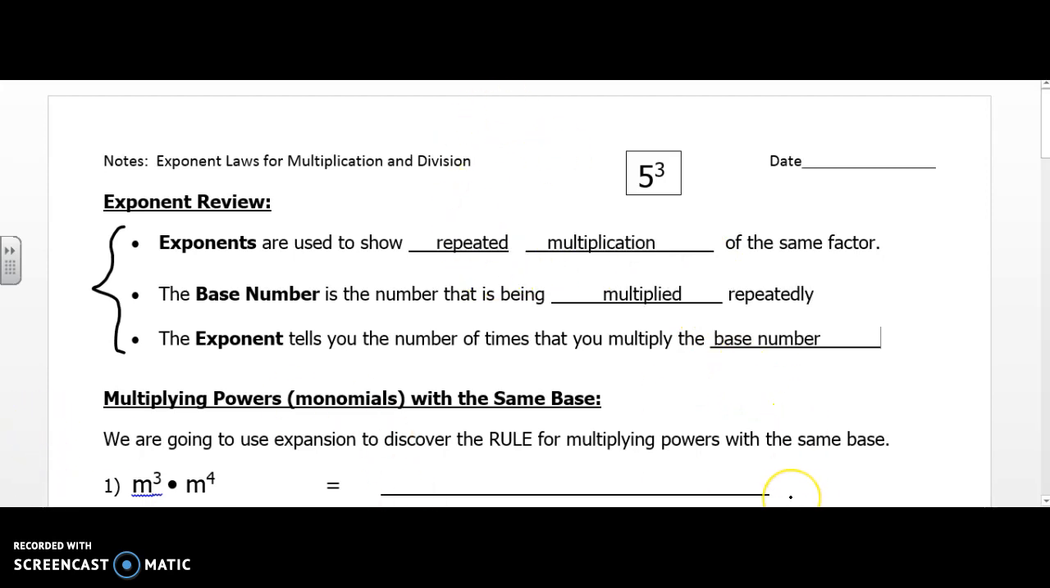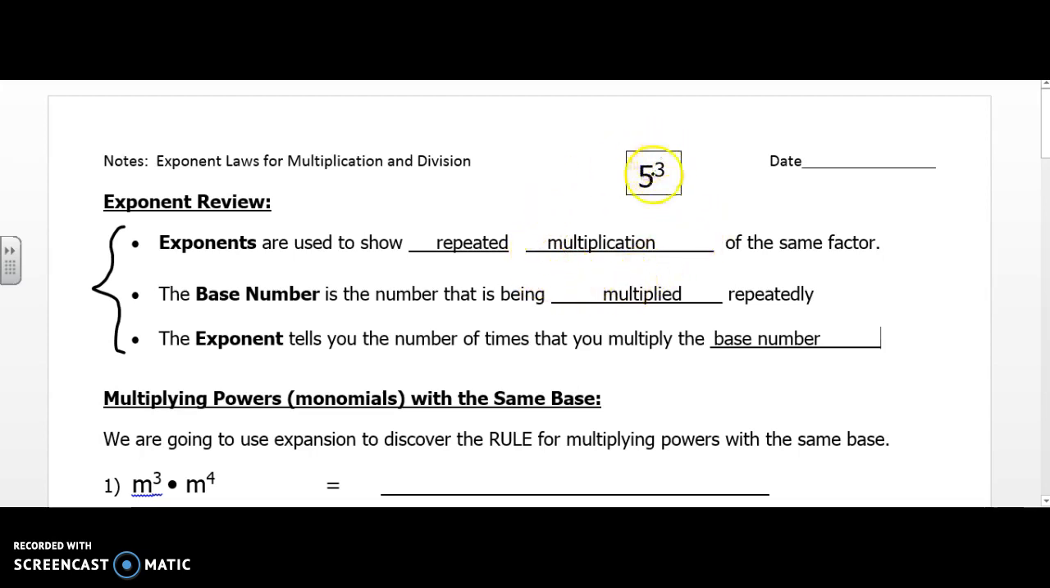Okay, hopefully you went ahead and filled these in, and these are the correct answers you should have had. Exponents are used to show repeated multiplication, okay? When you multiply a number multiple times, that's what exponents are showing you. The base number, this up here, would be the 5. That's the number that you're multiplying repeatedly. So 5 is going to be multiplied 3 times, and the exponent tells you how many times you multiply that base number. So in this case, the base number is 5. I'd multiply it by itself 3 times, okay?